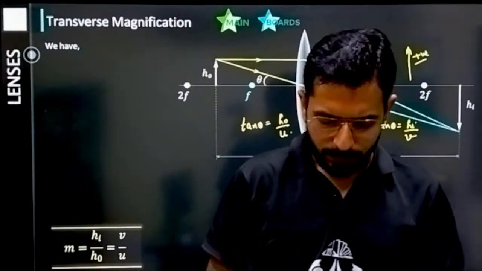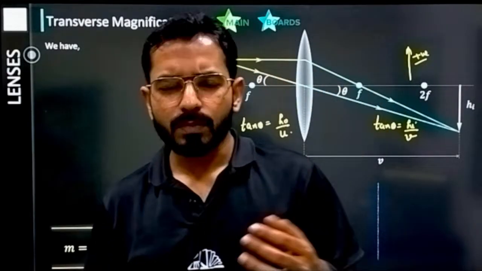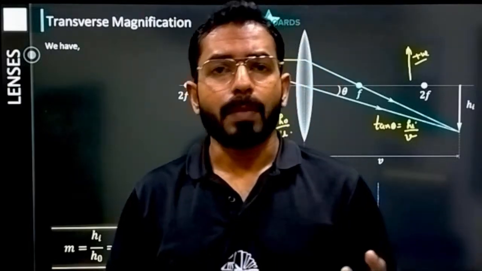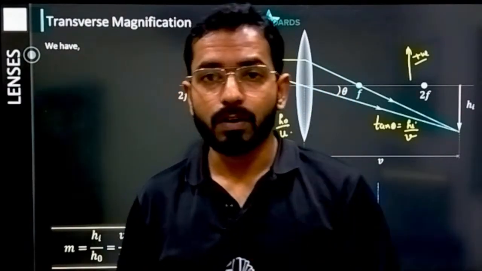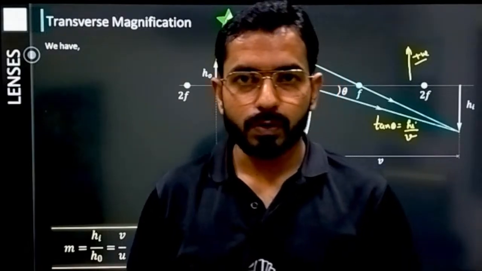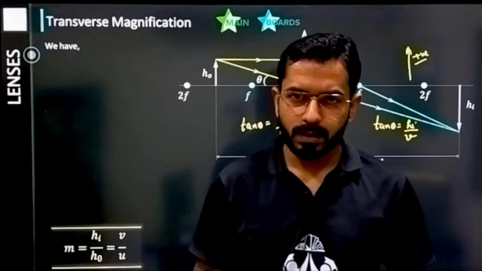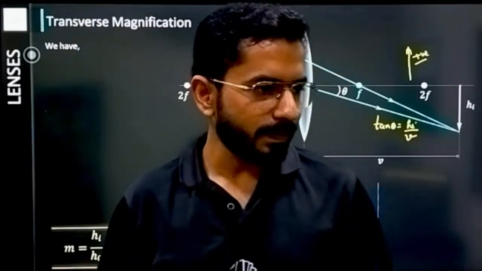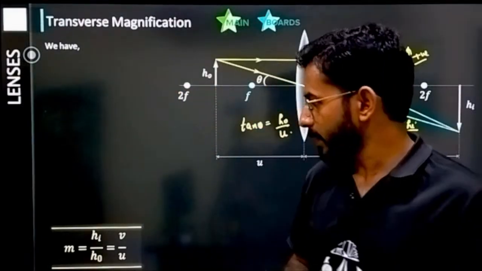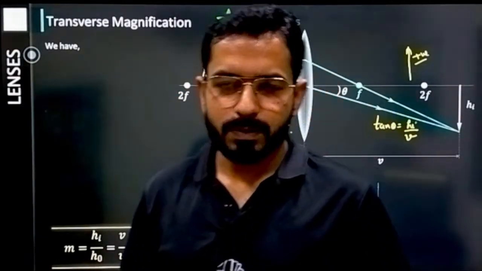In this lecture we are going to understand the combination of lenses, magnification of lens, velocity of object and image, and silvering of lens. These things we are going to understand in this lecture. So are you ready? Should we start? Let's begin. First thing is transverse magnification.